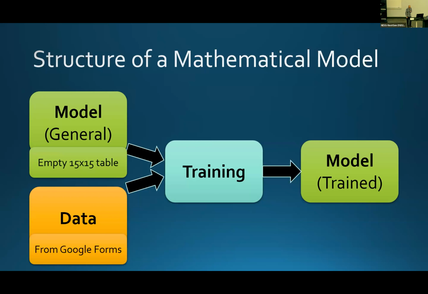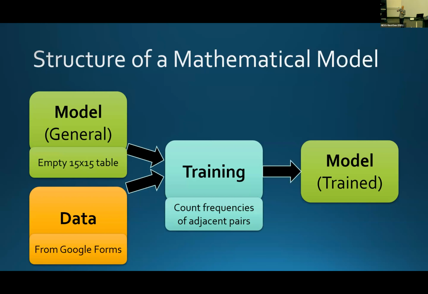Then you gave me all your data in Google Forms. And then the training was really easy. It was just counting how often two words showed up adjacent to one another. And when that was done, we had a filled in 15 by 15 table that we could use to generate sentences. So that's how we built the model.